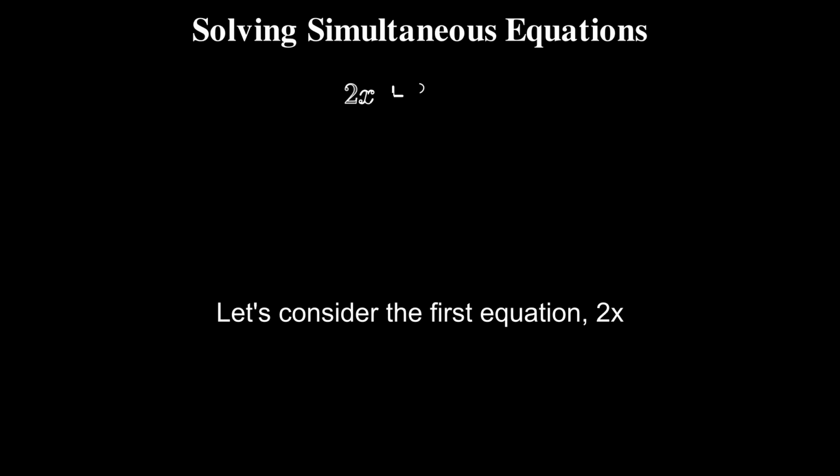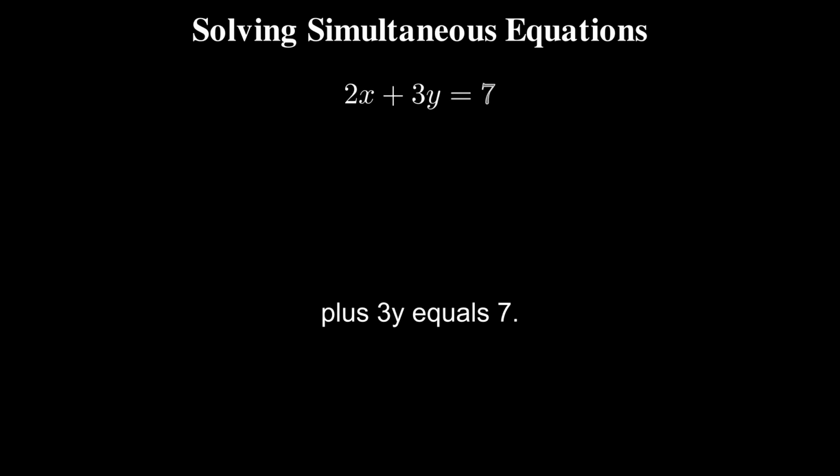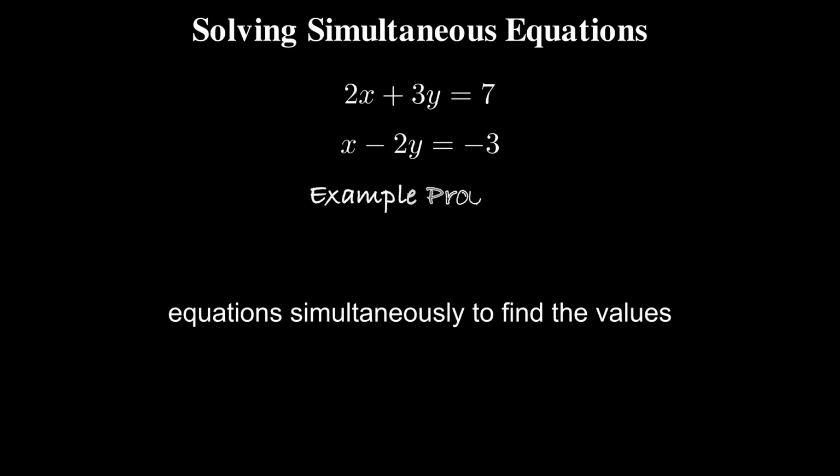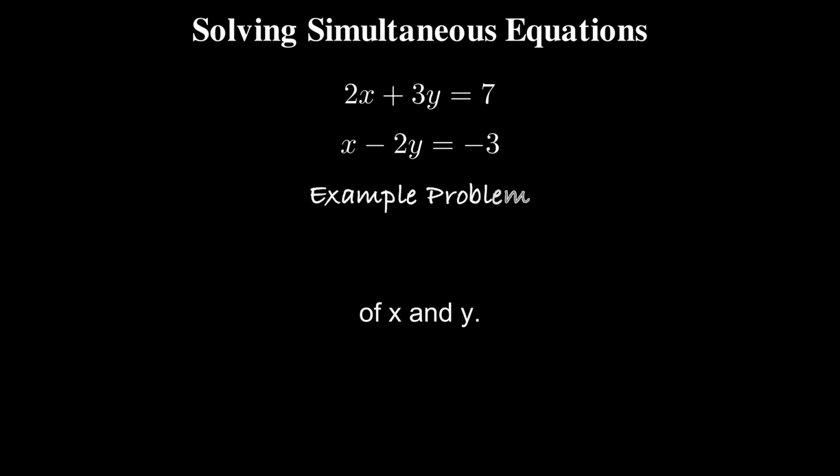Let's consider the first equation, 2x plus 3y equals 7. And the second equation is x minus 2y equals negative 3. We need to solve these two equations simultaneously to find the values of x and y.